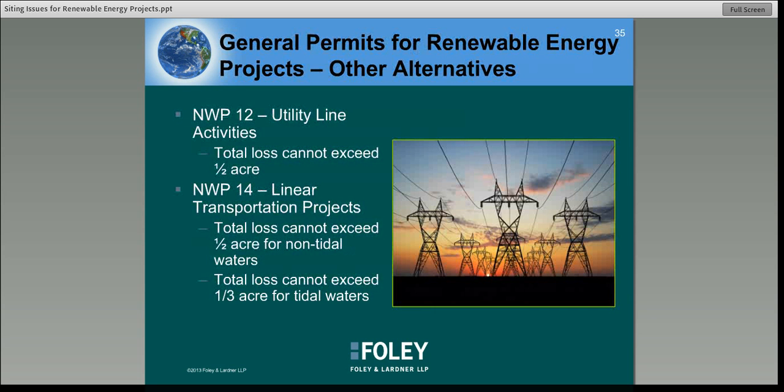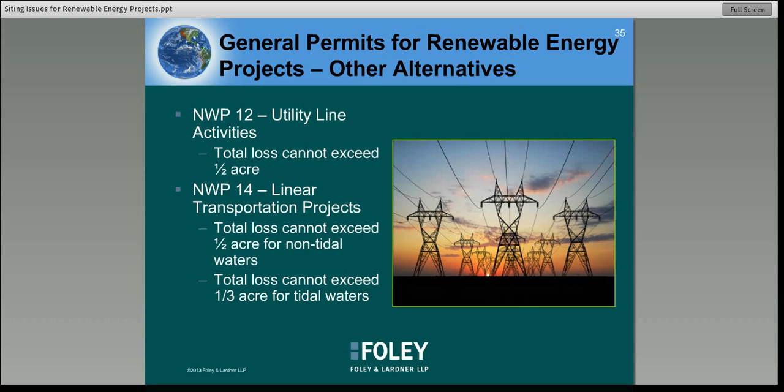So another alternative to consider is that there are a couple of older general permits that don't require pre-construction notification that could be used to cover at least parts of renewable energy projects without the pre-construction notification. One is Nationwide Permit 12, which covers utility line activities, and Nationwide Permit 14, which covers linear transportation projects like roads. Notice that Nationwide Permit 14 doesn't cover ancillary features. It's strictly roads, highways, railways, trails, et cetera.